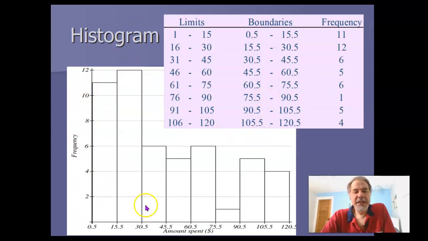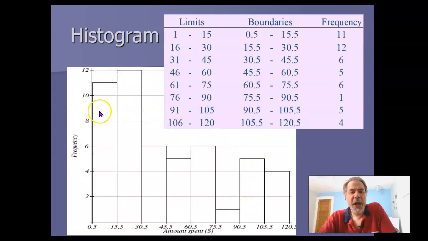Here is an example of a histogram. Now, this particular histogram is based on one of the examples we were looking at in the last section, the one about the sample of people at the store and how much they spent. So here we divided the data up into these 8 classes, and the frequencies told us how many of those individual dollar values fell into each one of the classes. There were 11 that were somewhere from $1 to $15. There were 12 of them that were somewhere from $16 to $30, and so on.